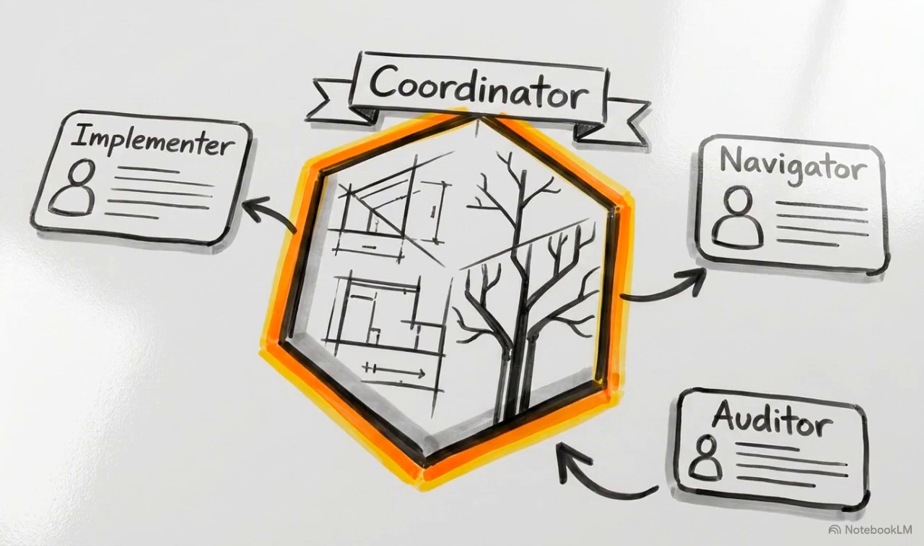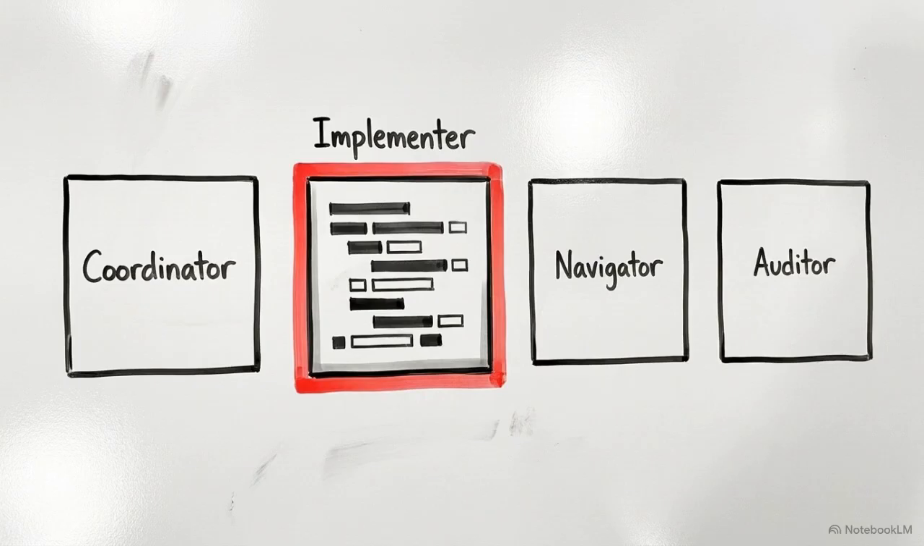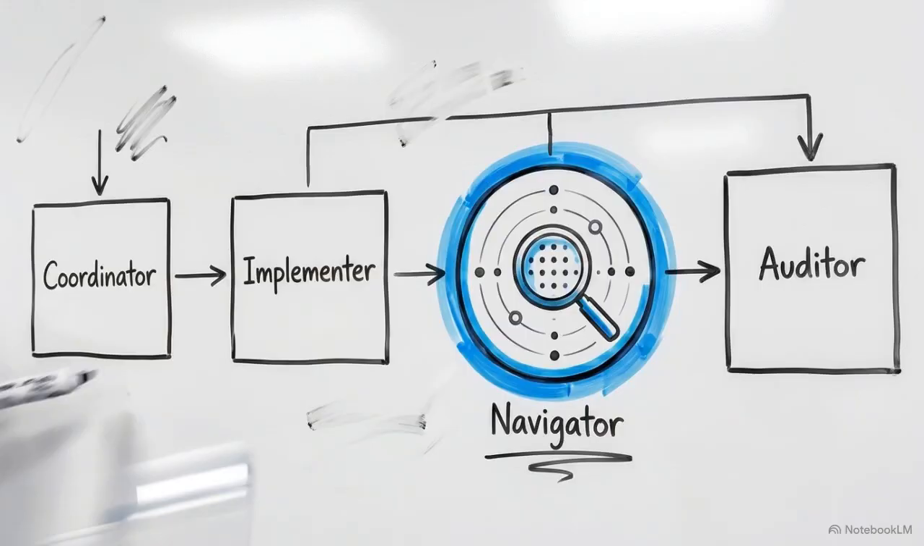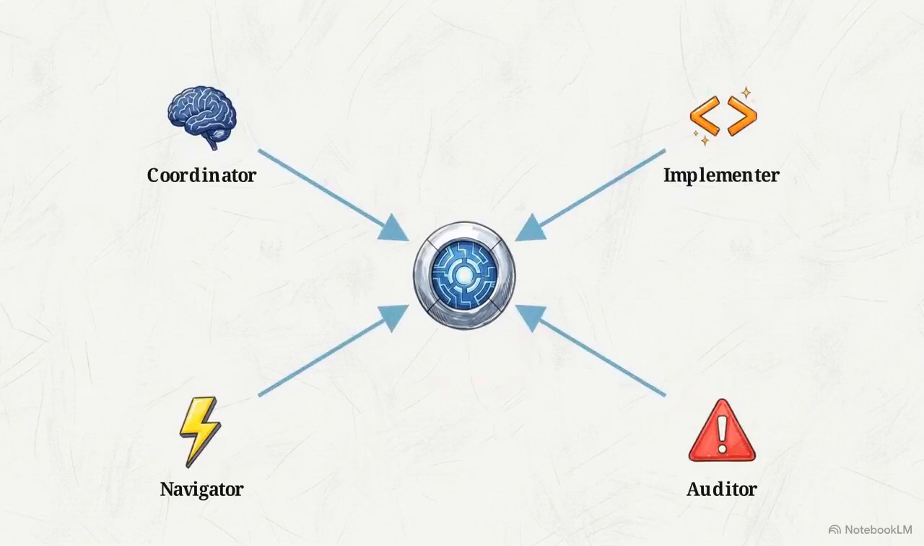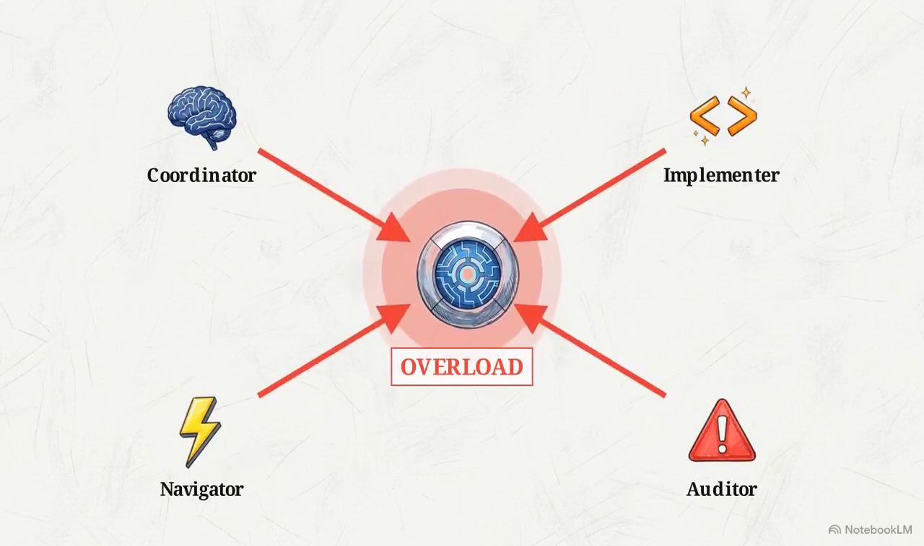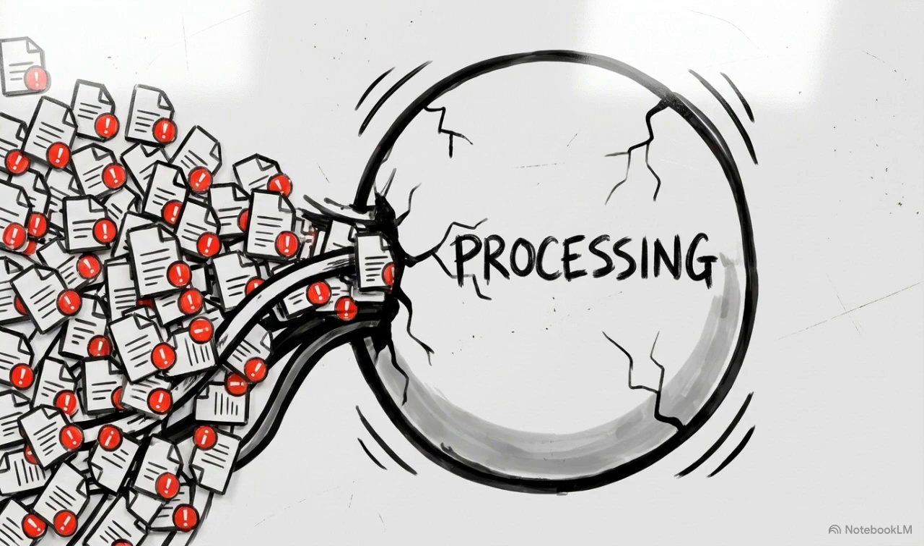Create your first role, the coordinator. Next, set up the implementer. Then create the navigator. Finally, build the auditor. Do not assign the same foundational model to all 4 of these new profiles. Doing so recreates the exact bottleneck we just dismantled.